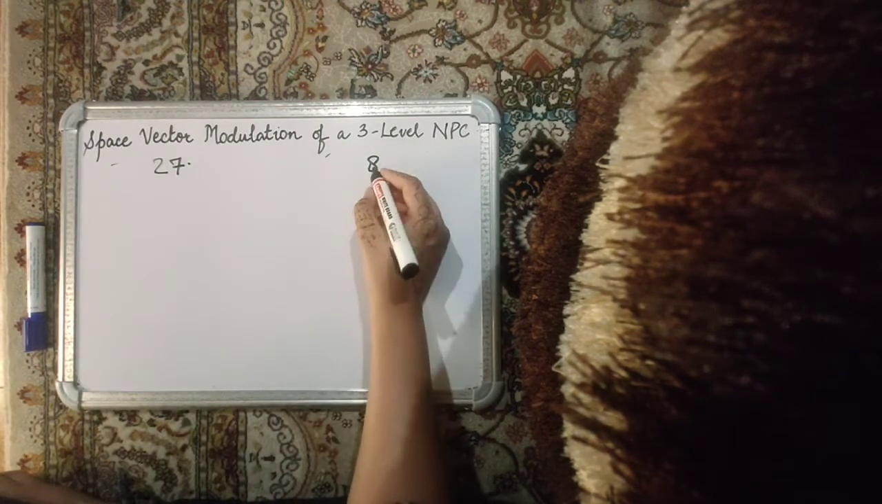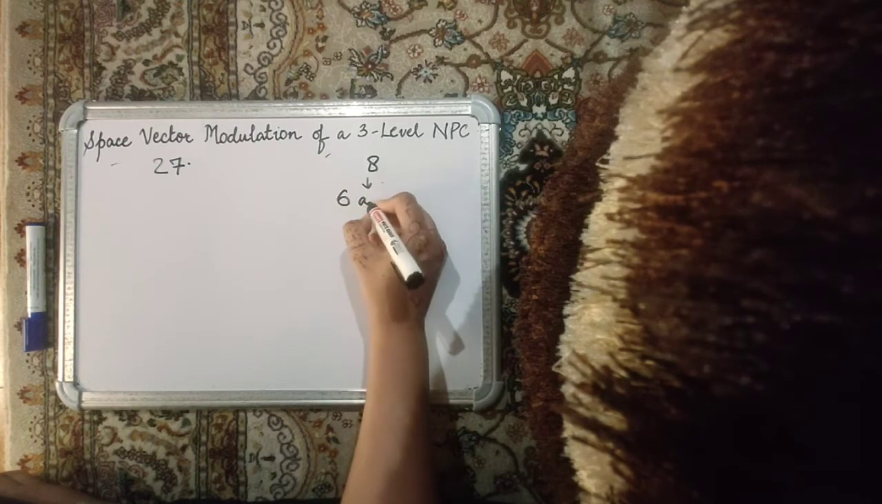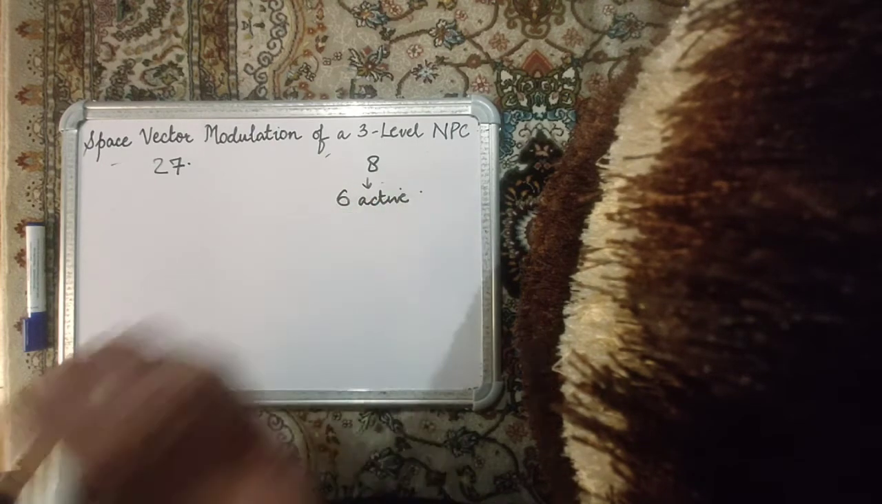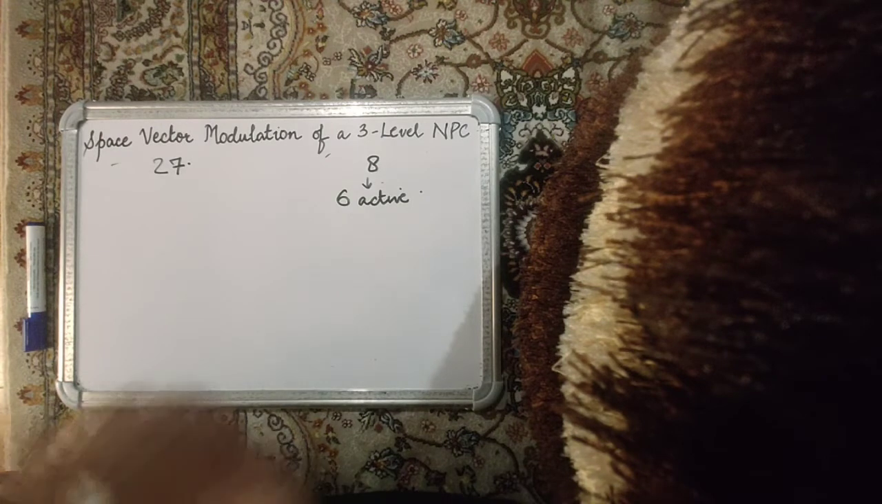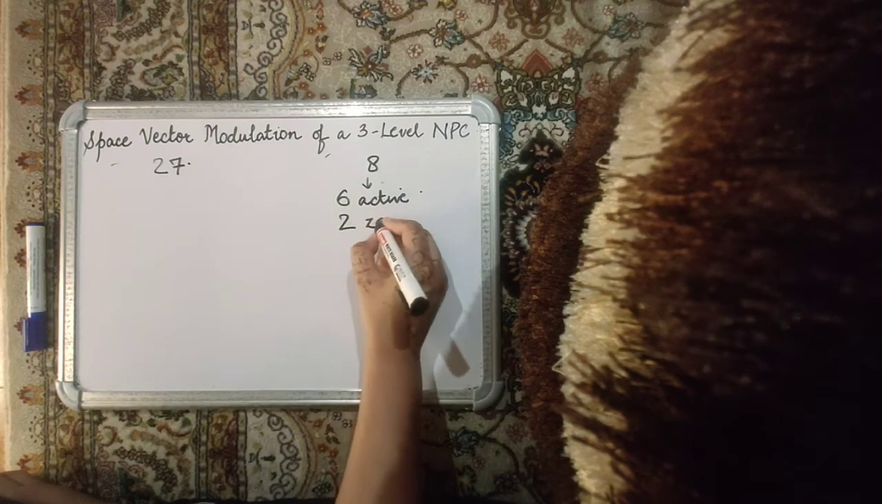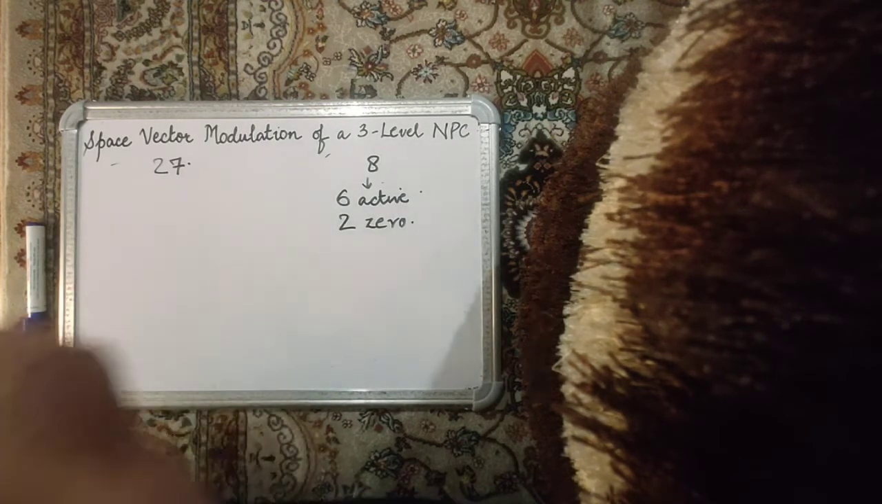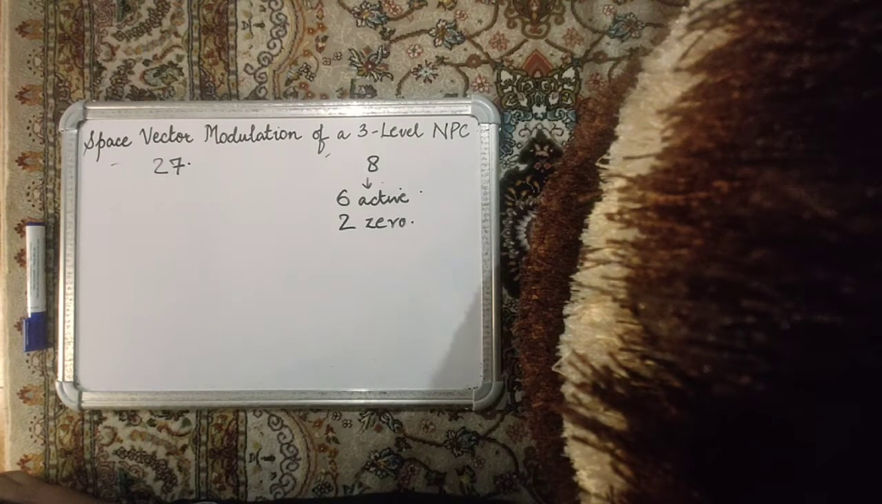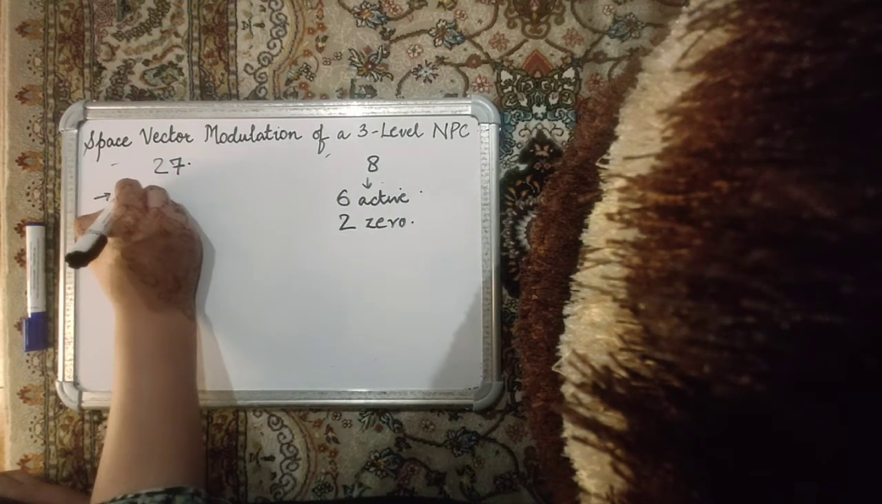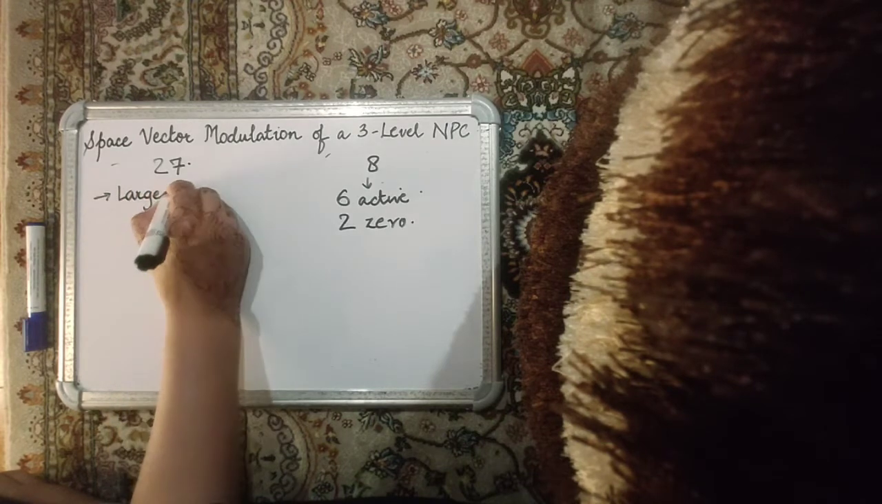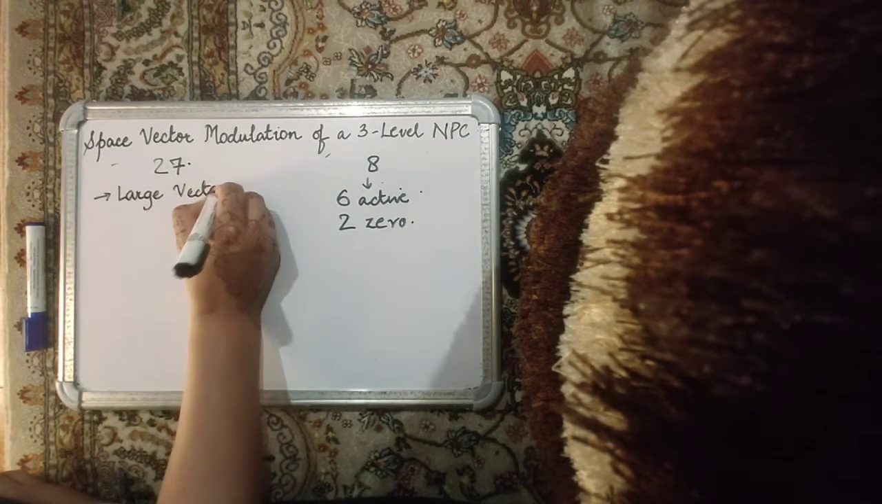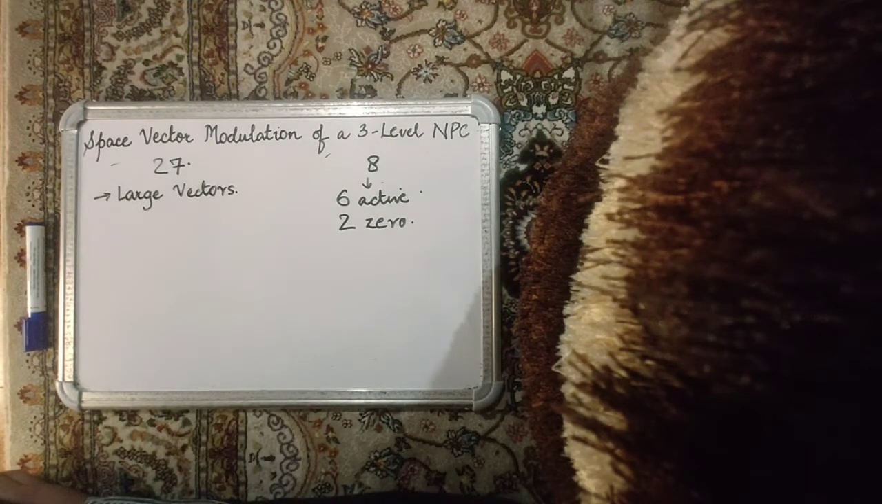In a VSI, 6 of these 8 switching states are called active vectors, which occupy the six corners of a hexagon, and then there are two zero vectors that occupy the origin. In the case of a 3-level NPC, like I said, there are a large number of switching states, 27 in number. These vectors or switching states are classified into large vectors, medium vectors, small vectors, and zero vectors. Let's first talk about the large vectors.